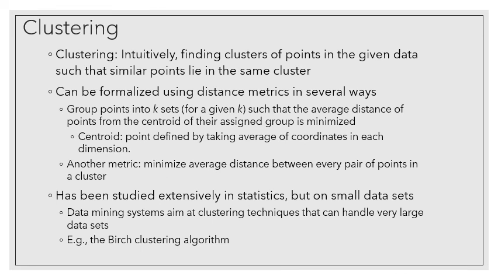Now let's see clustering. Clustering, intuitively, is finding clusters of points in the given data such that similar points lie in the same cluster, and can be formalized using distance metrics in several ways. One way is to group points into k sets for a given k such that the average distance of points from the centroid of their assigned group is minimized, where the centroid is a point defined by taking the average of coordinates in each dimension.